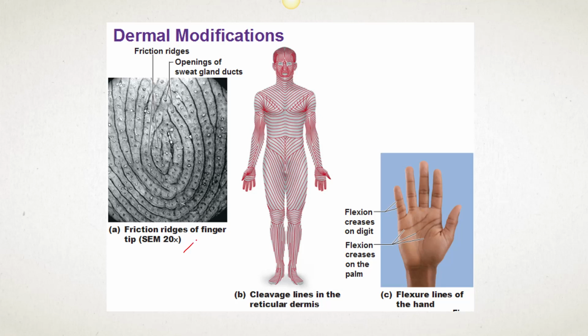So know the difference between friction ridges, cleavage lines, and flexure lines. Friction ridges are the fingerprints, and they're formed in the epidermis. Cleavage lines are those lines where surgeons should cut across, and those are formed in the bottom of the dermis, the reticular layer. And then we have flexure lines, which are these deep folds, any place that you have a joint, and that's formed between the connections of the bottom of the dermis and the underlying connective tissue in the subcutaneous layer.